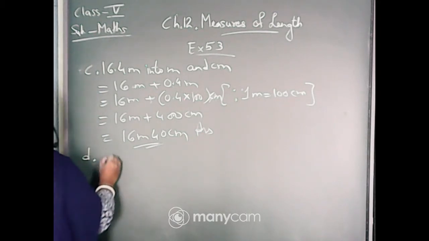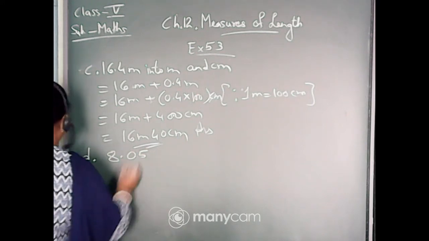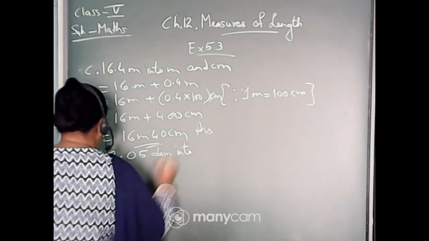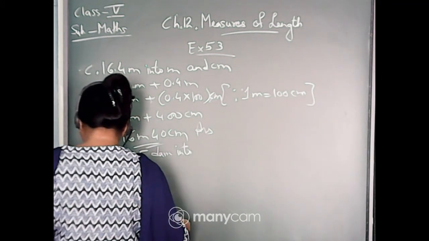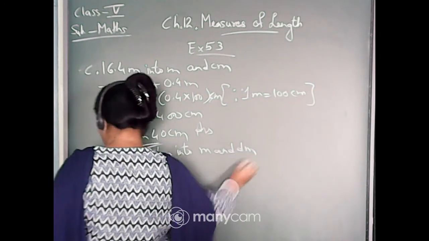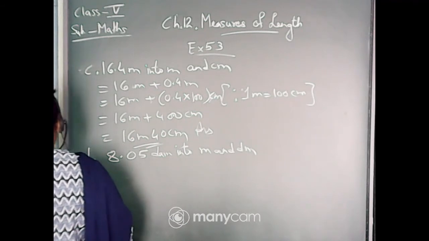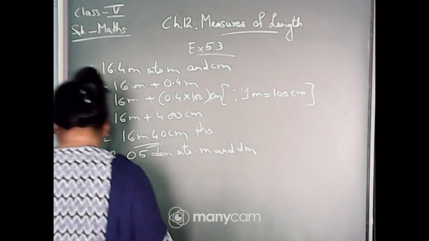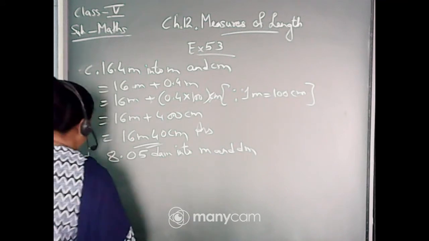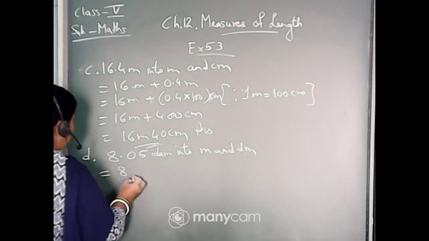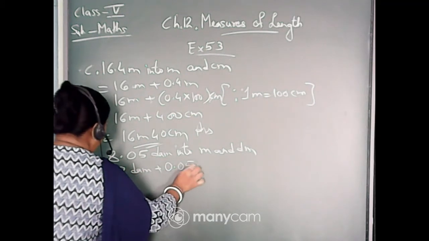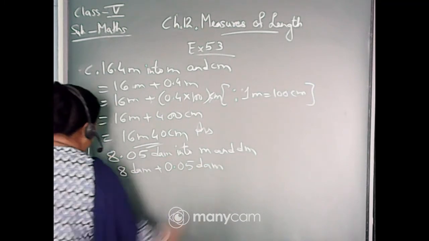Number D is given 8.05 decameter, and you have to convert into meter and decimeter. Again two units you have to convert, as we have done for question number 6D. So let us break it. It is 8 decameter plus 0.05 decameter.